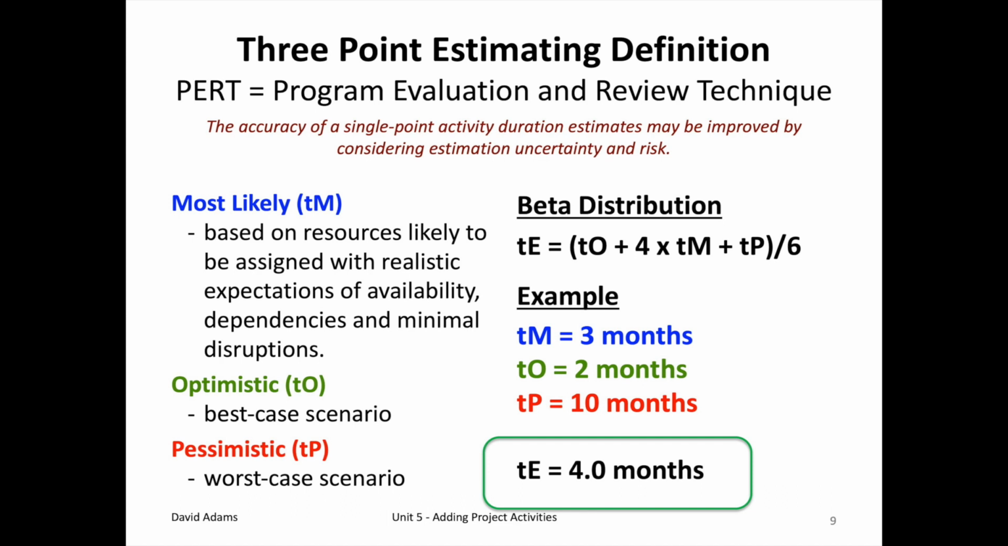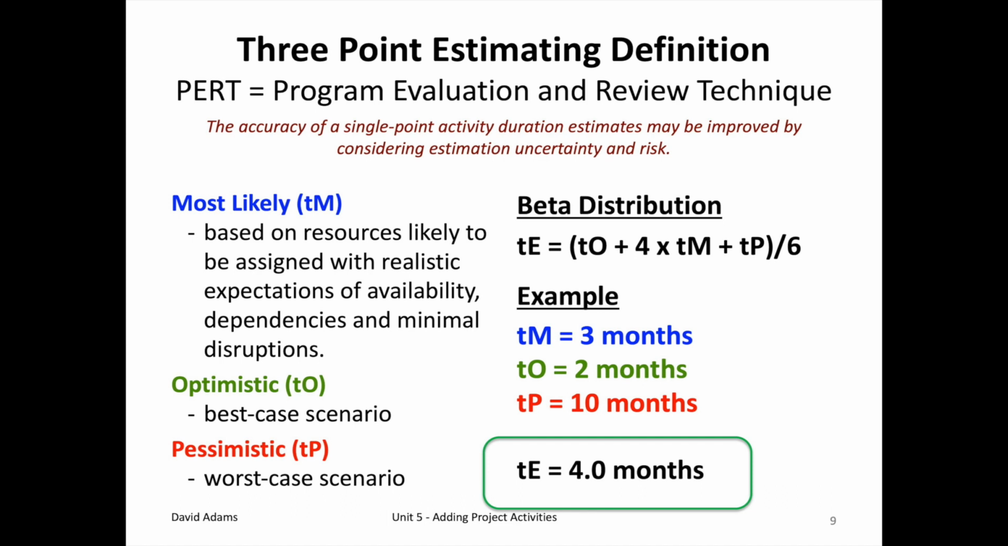Well, there's a basic statistical analysis called beta distribution, don't let that scare you. We're taking these three numbers and going through a formula. You can get a better estimate based on these three estimates.